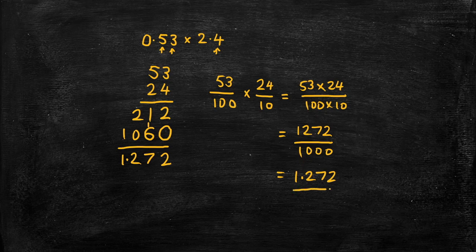So that justifies why this method over here works. Multiply the whole numbers after we've removed the decimal points, count the number of digits to the right of the decimal points, so we have 3, and then move the decimal point in the answer that number of places to the left.